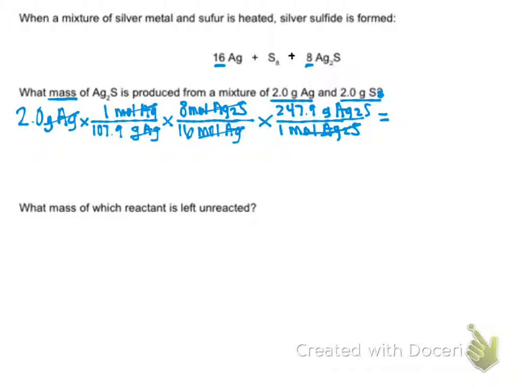So if you start with 2 grams of Ag, you should get, with 2 sig figs, 2.3 grams Ag2S. Okay, so that's if you start with 2 grams of silver. Now we have to start with our other reactants, so 2 grams of S8.